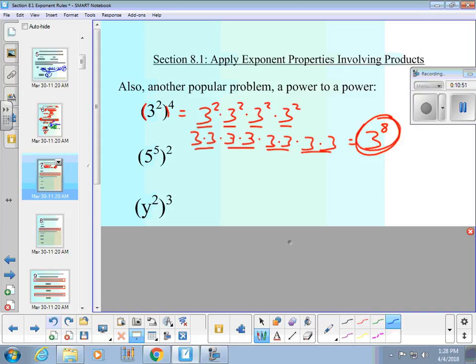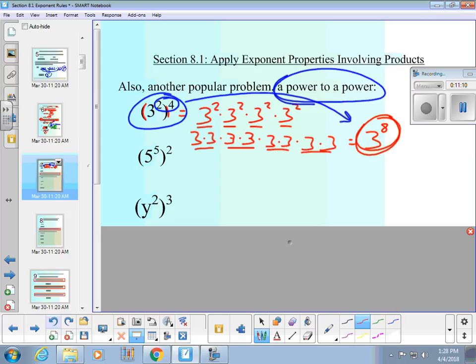So the packet asked you, well, how can I just jump right from my problem to the answer? What's the pattern in this kind of problem where you have a power to another power, just like it says? And again, just like the problem looks. Well, maybe you noticed that all I have to do is multiply these two exponents. I keep the same base number, but I just multiply the exponents together, and that's how it works.